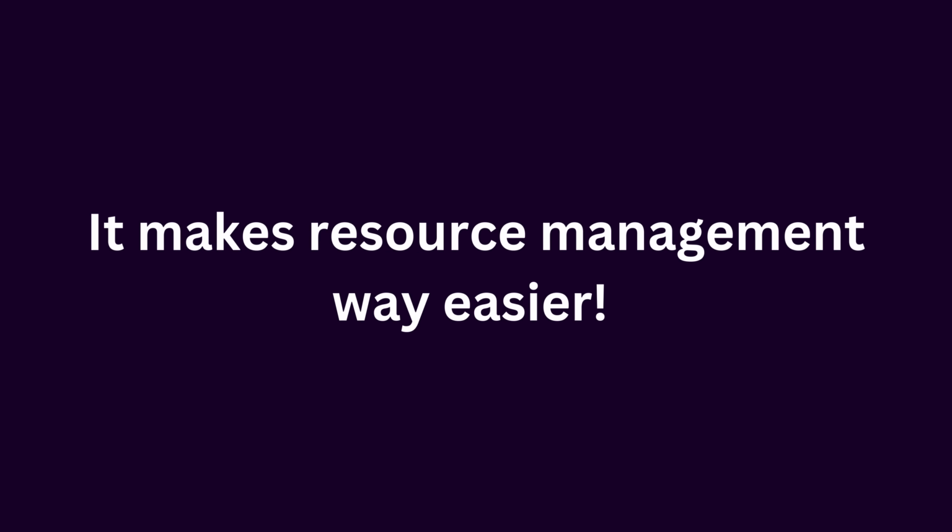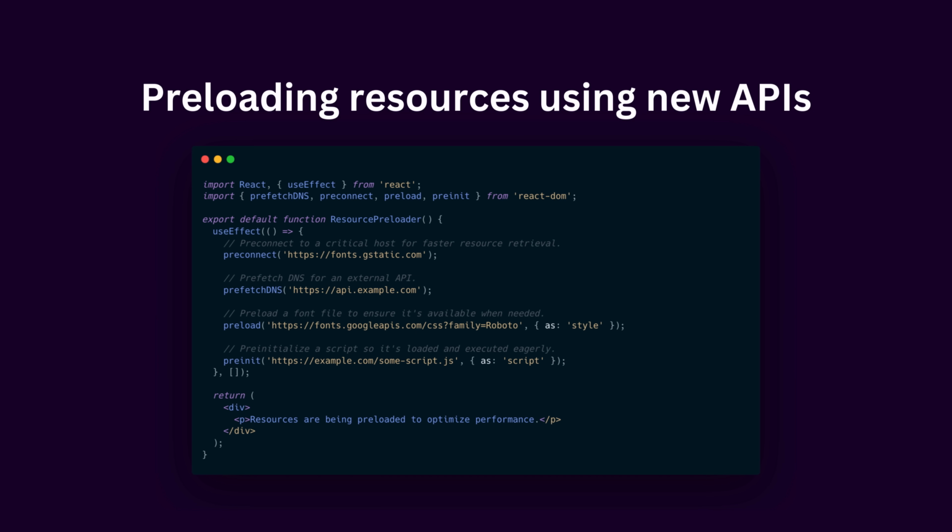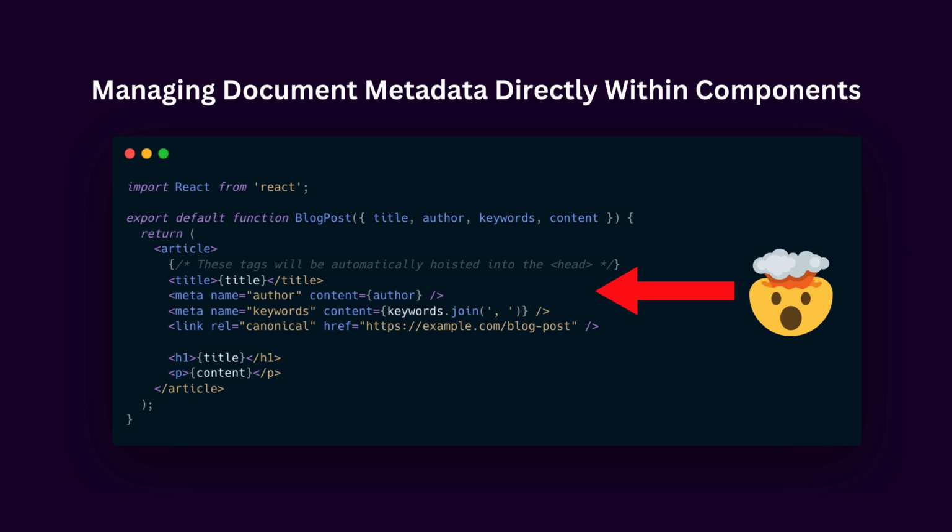Now, one of the changes that I think people really didn't talk that much about, but in my opinion is one of the coolest new things for the new version of React, is that it makes resource management way easier. Now, you can declare style sheets and async scripts directly within your component tree, and React will ensure that they are deduplicated and inserted in the proper order. There are even new APIs for preloading resources, such as prefetching DNS or preconnecting to critical hosts. In addition, document metadata like titles, meta, links, all of that are automatically hoisted into the head, so you can manage your app's metadata directly inside of your component.